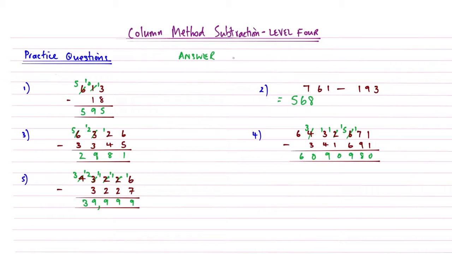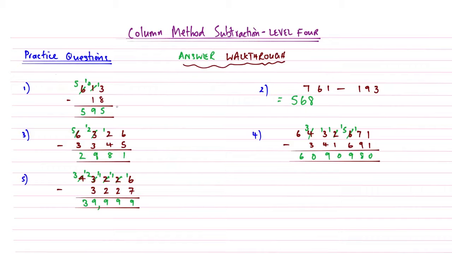This is column method subtraction level 4, and this is the answer walkthrough to column subtraction level 4. I'm struggling writing "walkthrough" here, so I'll write that out again. Right, so, answer walkthrough. You've watched level 4 and now these are the answers for that video that you've just watched.